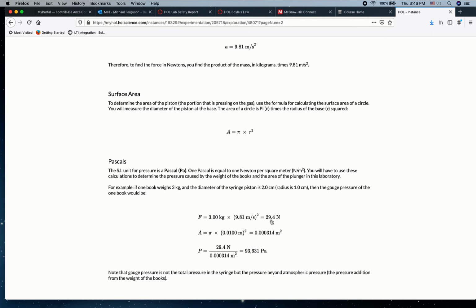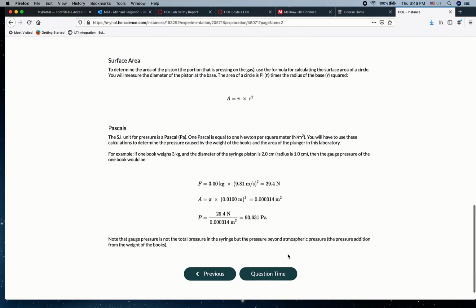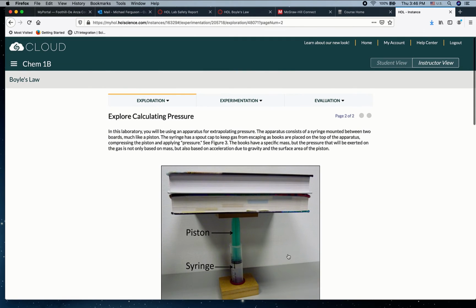So for instance, 3 kilograms is going to exert a force of 29.4 newtons at the surface of the Earth. And for pascals, it's newtons per square meter. So if you have a force of 29.4 newtons over this area here, this is a pressure of 93,631 pascals. So that is how you do the pascals. We'll at least get the calculations for that.